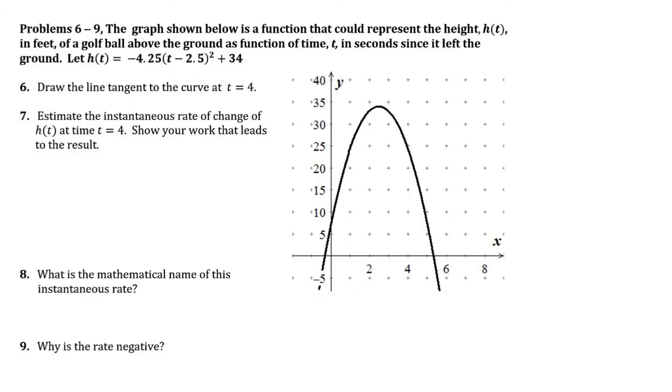All right, for questions 6 through 9, we have the graph of a function talking about a golf ball being hit. And so notice the first part in 6, it wants us to draw a line tangent to this graph at 4. So we're going to come in and draw us a line the best that we can there, right? And now number 7, it says to estimate the instantaneous rate of change at time t equals 4 and to show our work that leads to the result.